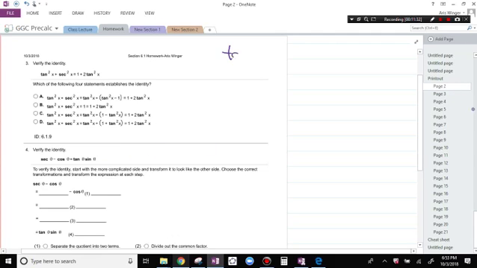So we got tangent squared. I'll start on the left. Plus secant squared, right, equals, and then now we want to show that this is 1 plus 2 tangent squared, right?